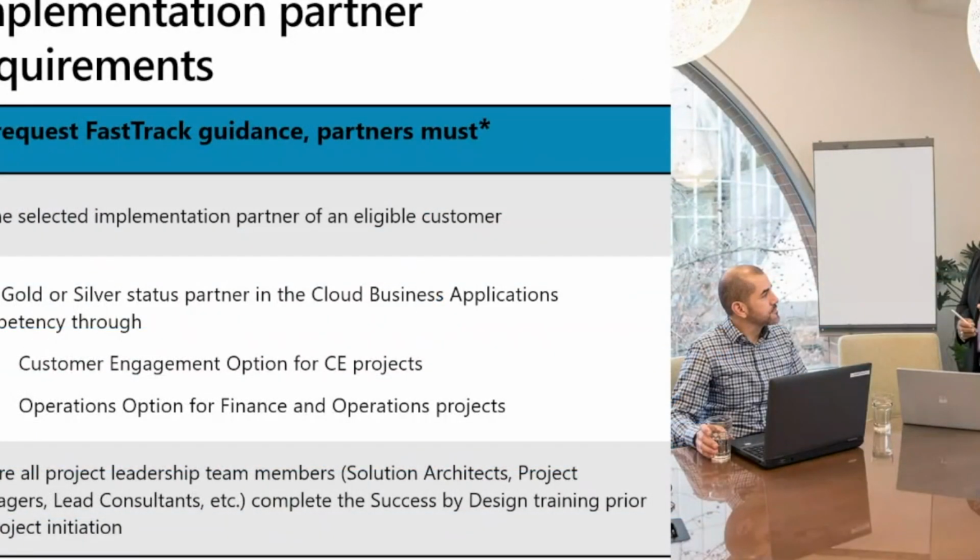So again, just a few words about the requirements for the partners who wish to nominate projects for FastTrack engagement. We will be considering the customer investment and the implementation scope. And still, we do require the selected implementation partner to have the gold or silver cloud business application competency. We also expect the core project team members like solution architects, project managers, and lead consultants to have completed the Success by Design training and also completed the knowledge check.